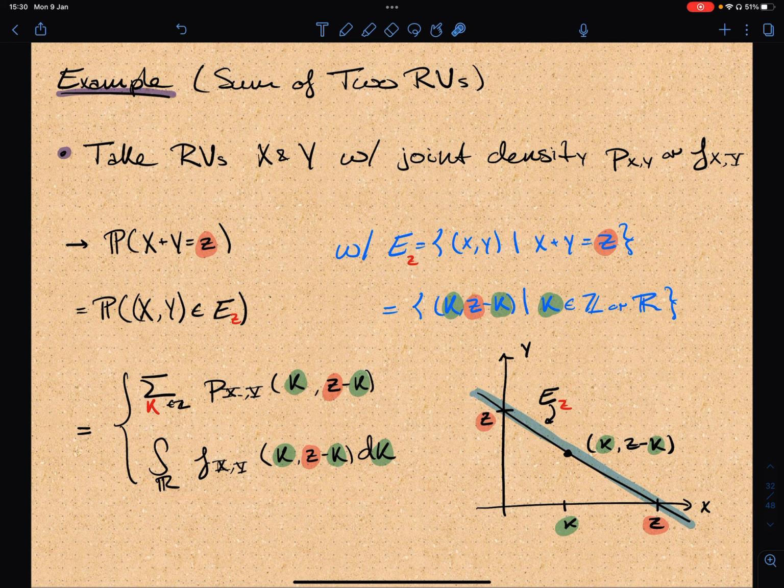So this is an application of the joint probability density, a common use of it to compute this type of probabilities when you have multiple random variables.